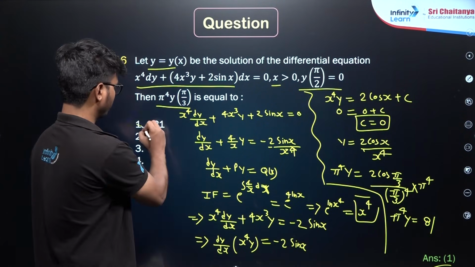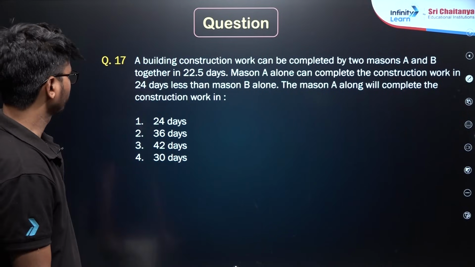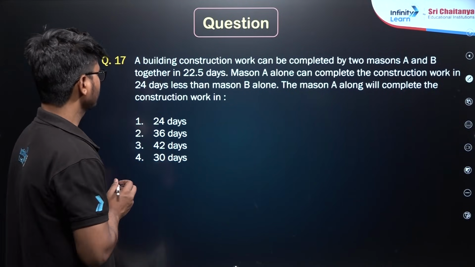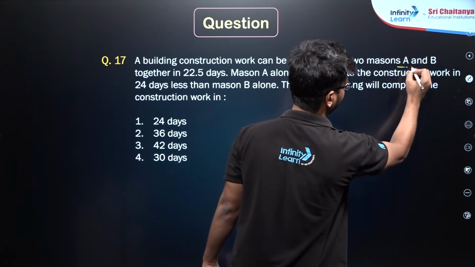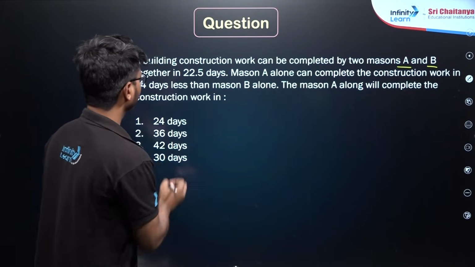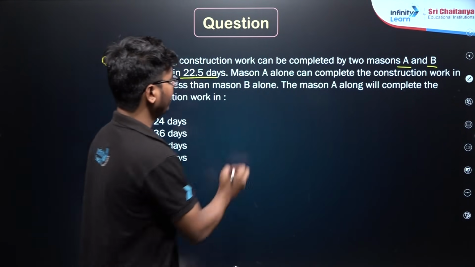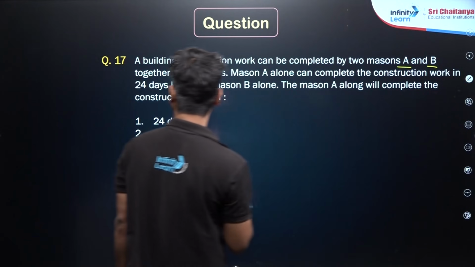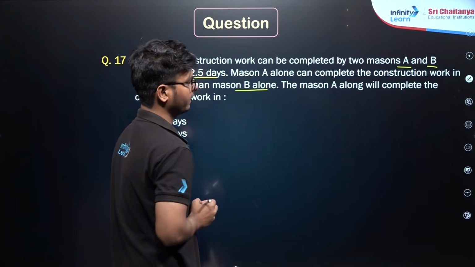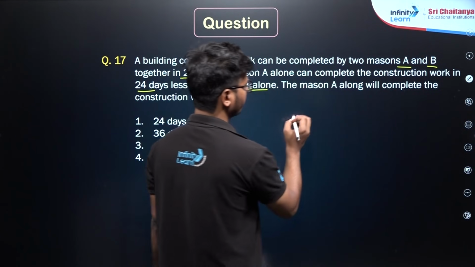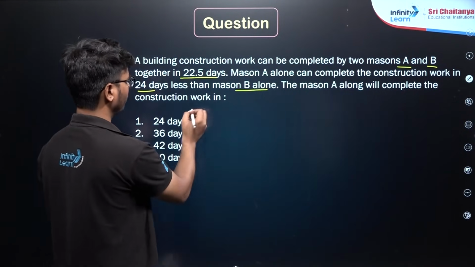So this is a very easy question. Again we have a question. A building construction work can be completed by two masons A and B together in 22.5 days. A alone completes the construction work within 24 days less than B alone. So we have to find the time in which mason A will complete the construction work alone.